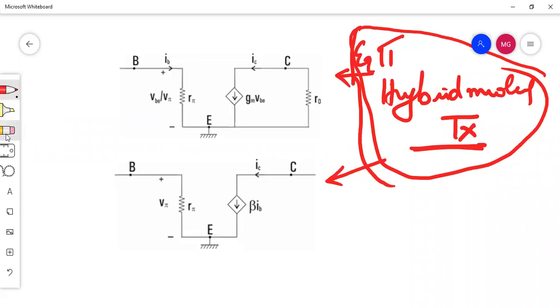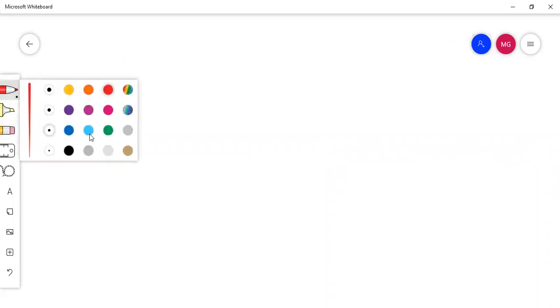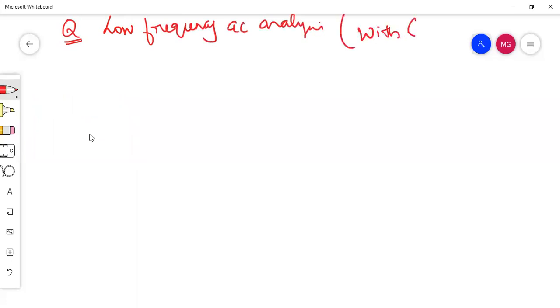Okay, can I go to the next section? Yes, sir. Yes. So the next section is a derivation. Exam point of view, very important. The low frequency AC analysis with emitter bypass capacitor with CE.